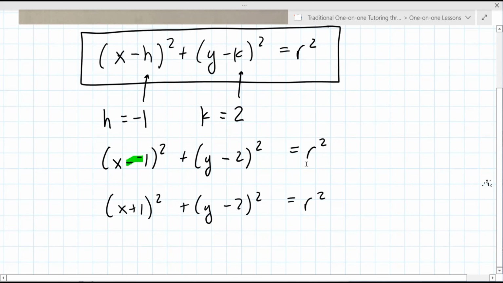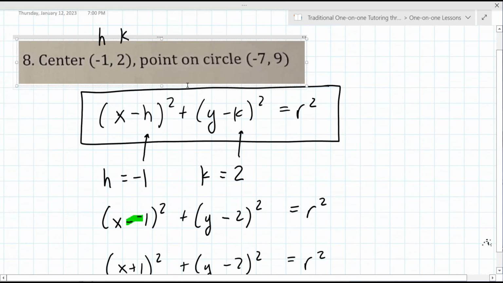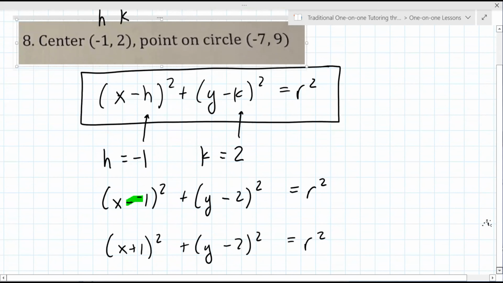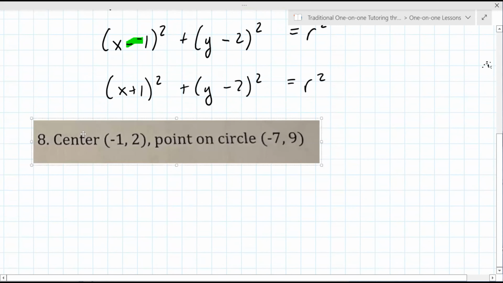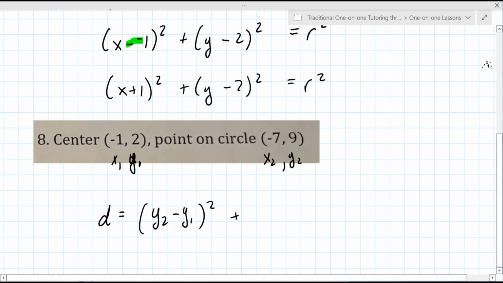So we only have one thing left to find. We have to find the radius of the circle. Now, in the last lesson, a lot of times the radius was given, but this time we're going to find the radius by finding the distance between these 2 points. Do you remember us talking about the distance formula last time? Okay, so the distance formula is y2 minus y1 squared plus x2 minus x1 squared, square rooted.